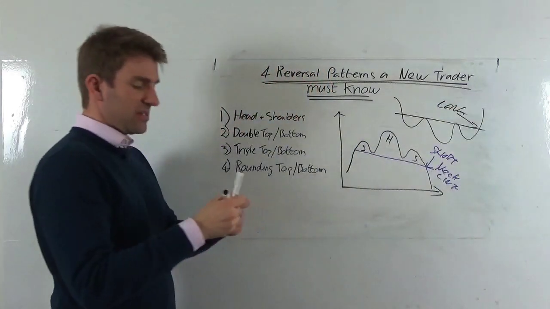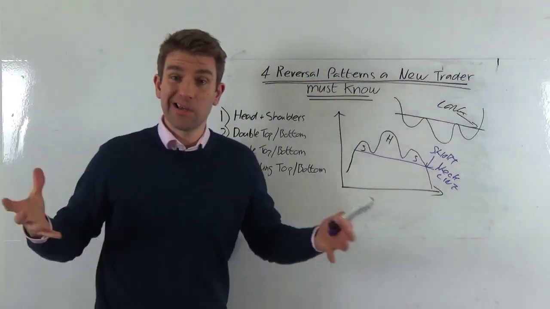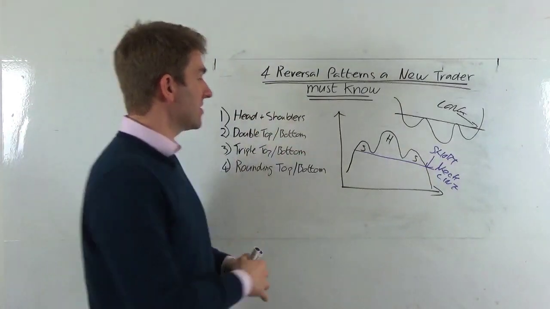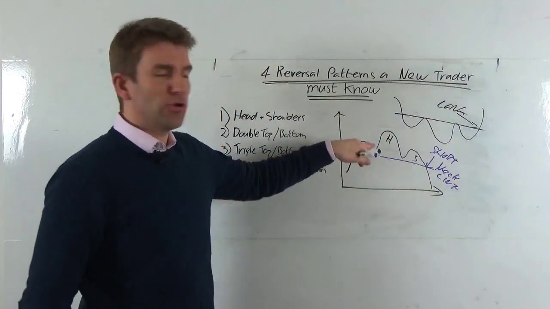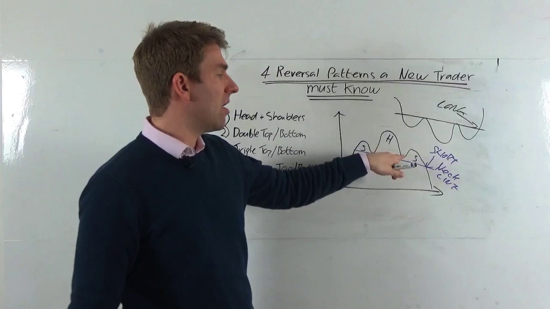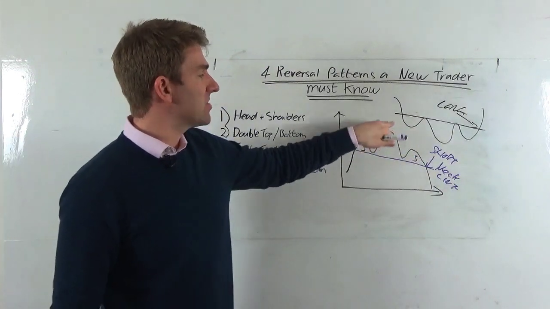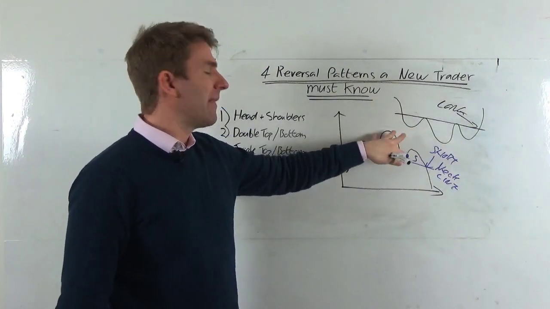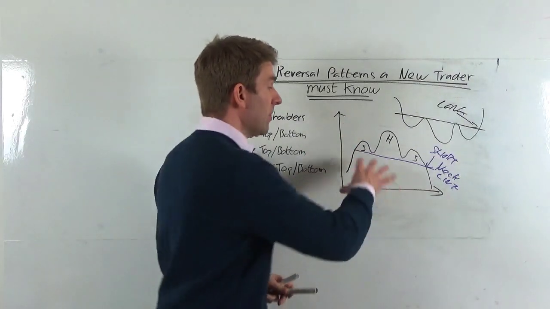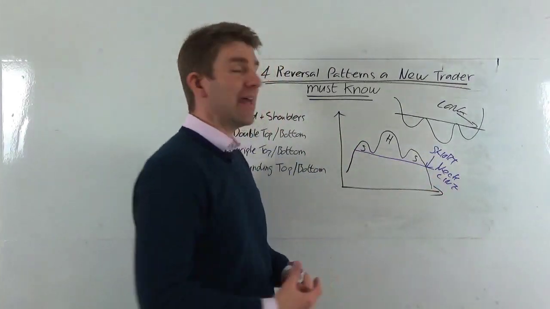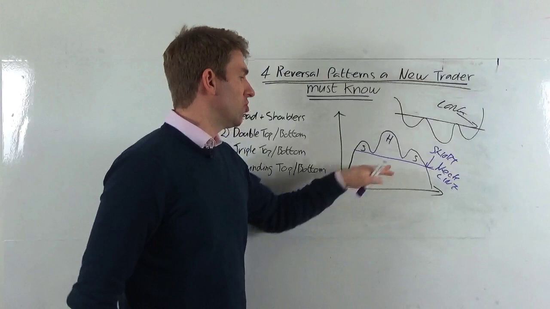The reason it works, and the reason people look for this pattern, is that the bulls push up, and the bulls push up again. This time they can't push up as high as the prior high, and that gives you a little bit of a warning sign. And then finally, when it breaks through this support level, which is now the neckline, you're all clear to go short.